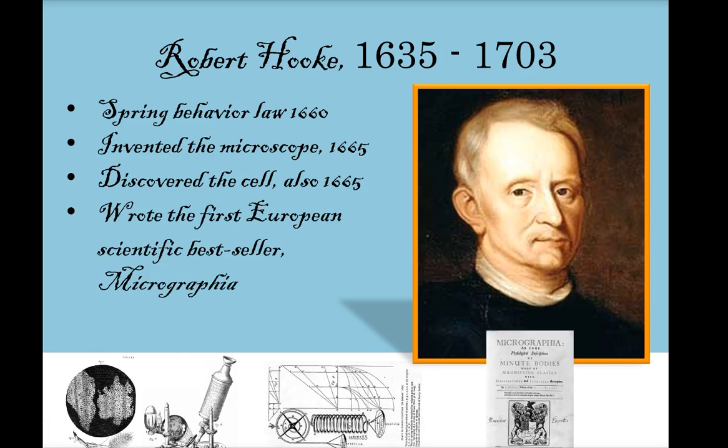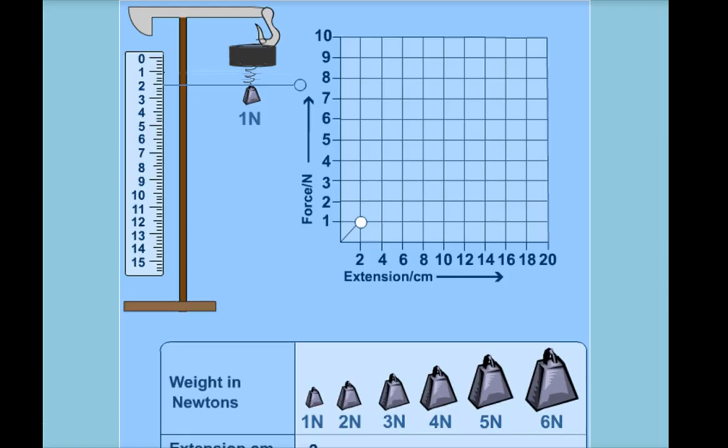This means he wrote the first European scientific bestseller, The Micrographia, and in addition to being a brilliant mathematician, physicist, and biologist, he naturally spent a whole lot of time ticking off Sir Isaac Newton, the other brilliant English physicist, mathematician, and giant ego of his time.